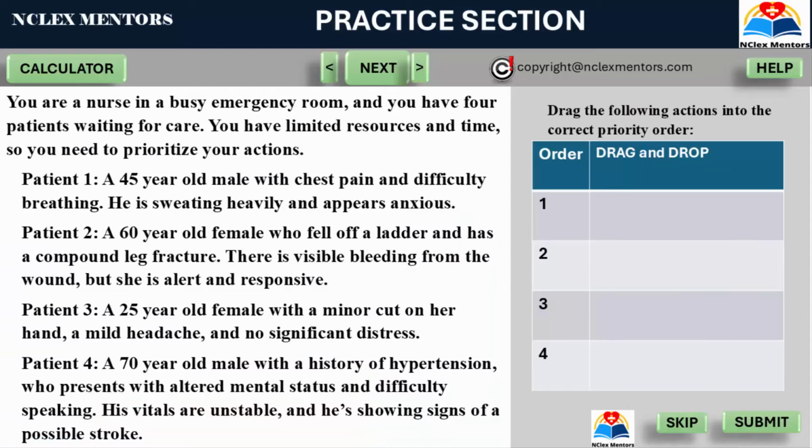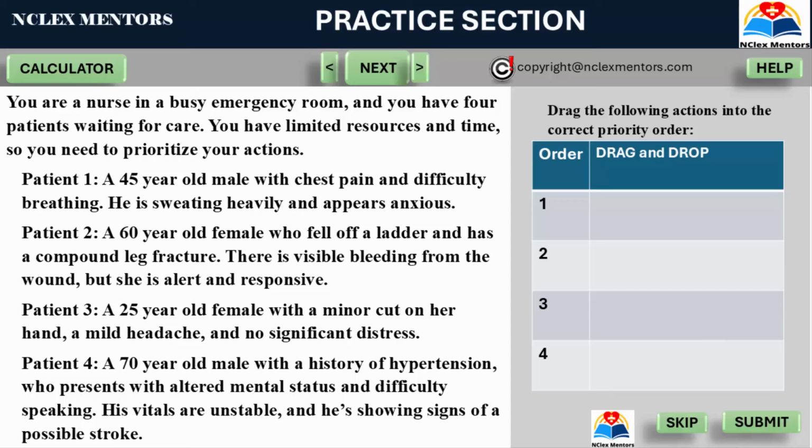Let's now see a different type of question. This time, it's a drag and drop kind of question. Are you ready? Here we go. You are a nurse in a busy emergency room and you have 4 patients waiting for care. You have limited resources and time, so you need to prioritize your actions.